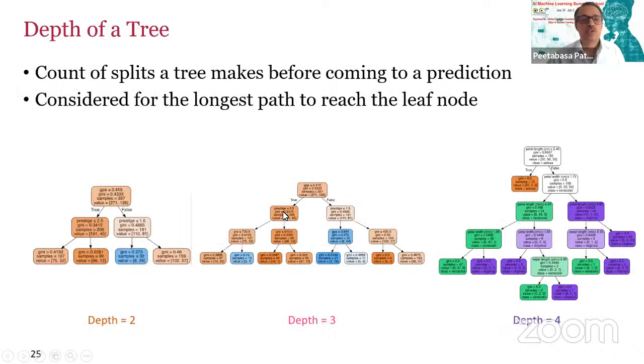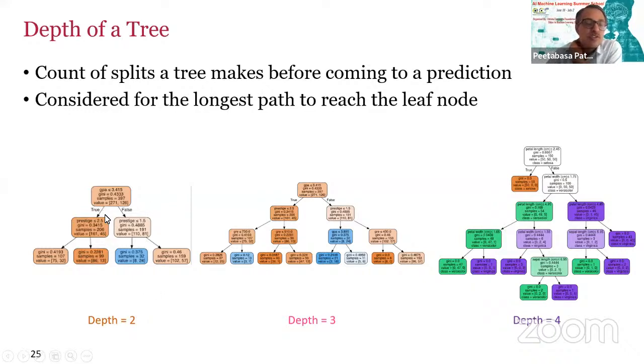Now the question is, when do we stop? First, let's understand what the depth of a tree is. You start with a root node, then you go through the intermediate nodes until you reach the leaf nodes. How many splits we make determines the depth of that tree. On any path, the path with the maximum number of splits tells what the depth of the tree is. The longest path to the leaf node, in terms of how many splits it goes through, is basically the depth.